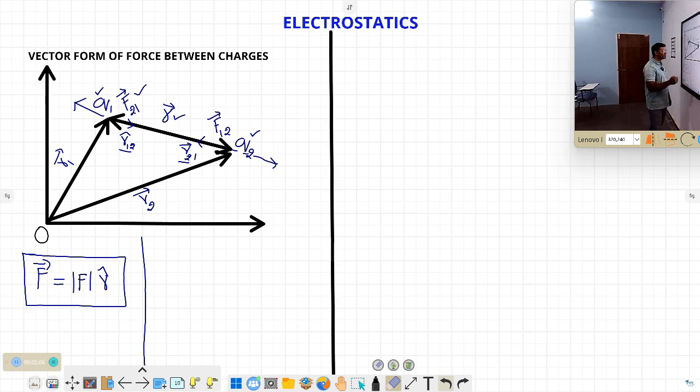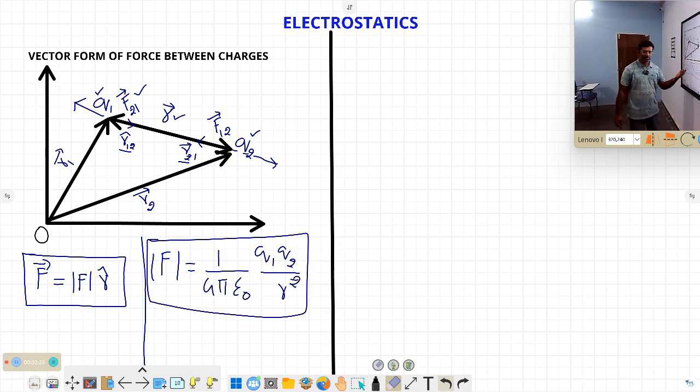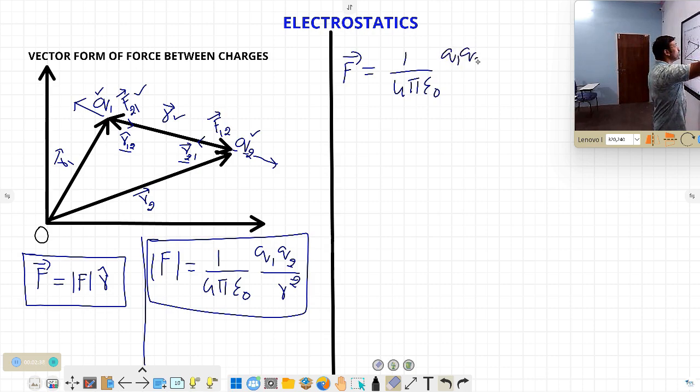So what is the magnitude of the vector? In this case, the magnitude of the vector, mod F, is equal to, as we did in the previous class, 1 by 4 pi epsilon naught into q1 q2 by r square, is the formula for that. Already yesterday we derived this, the derivation from the previous class. So this is the magnitude, right? So I can write the vector form of this equation as mod F equal to 1 by 4 pi epsilon naught, the magnitude that is q1 q2 by r square, into the unit vector. That unit vector is nothing but r cap.